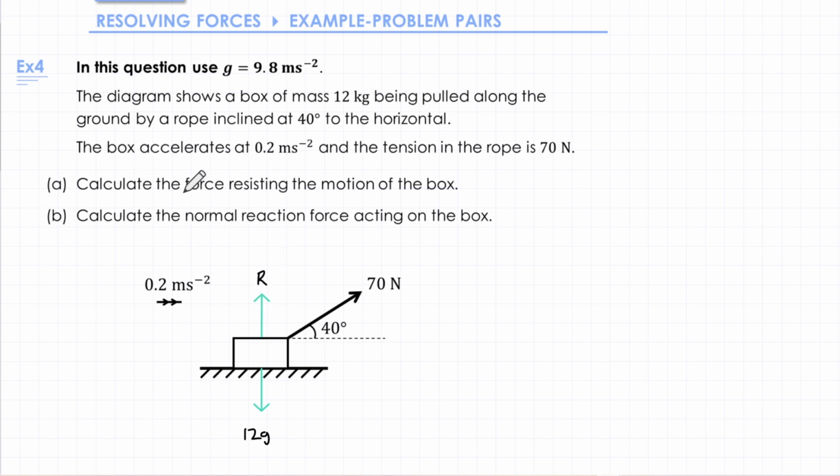We're told in the question there is a force resisting the motion of the box. The box is moving to the right, which means we should have a force going to the left. It doesn't really matter what letter we'll use, but I'll use F. In part A, as we're trying to find F, it makes sense to resolve horizontally, and as it's accelerating to the right, we will choose right as the positive direction.